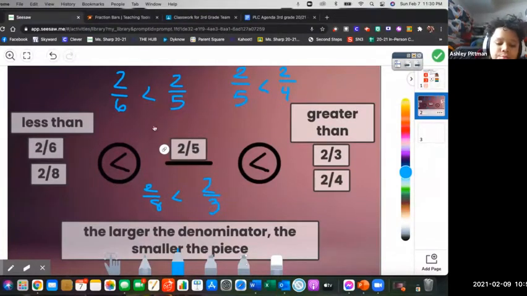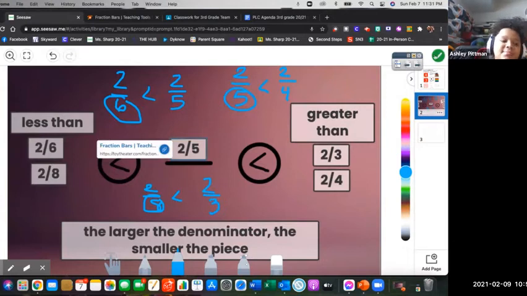If I look at them, the smaller fraction has the larger denominator. 6 is larger than 5. 5 is larger than 4. 8 is larger than 3. So after completing this sort, I can come up with a lot of different comparison statements using these 5 fractions, going from smallest to largest.